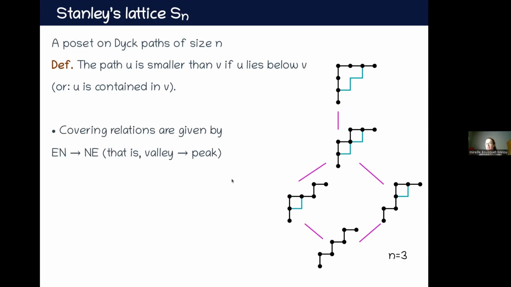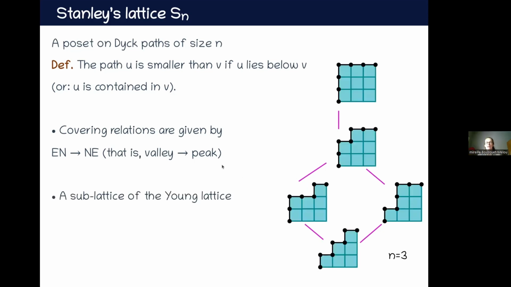The covering relations in this poset are very easy to describe. You just take a valley, east-north, and you swap the two steps, forming a peak. For instance, here there's this valley, and you swap it into a peak, and you get there. In particular, if you fill the cells below these paths, you will realize that this is just a sublattice of the Young lattice of partitions. And in particular, it is a graded lattice.